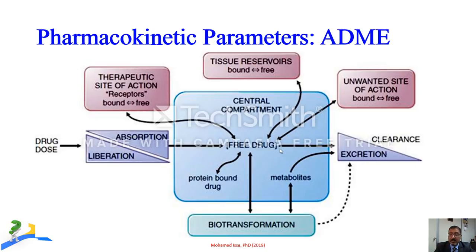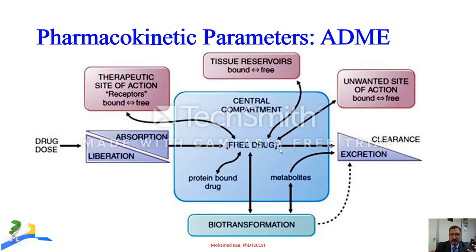It can bind to certain tissues. This drug can go to the liver for metabolism, for chemical degradation or chemical modification, so the drug can be easily eliminated through the kidney. So what happens? There is always some sort of equilibrium, a balance, between bound drugs and free drugs.